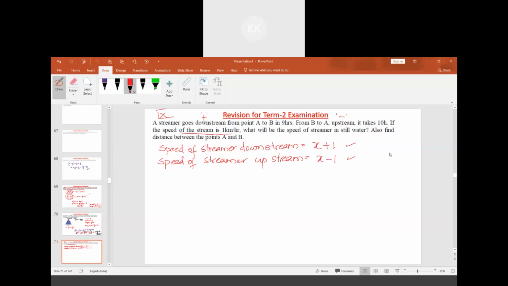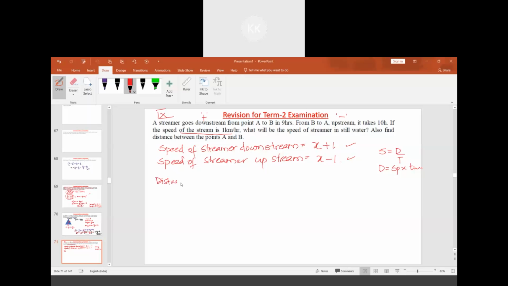9 times bracket x plus 1 is equal to 10 times bracket x minus 1. Speed is given by distance by time taken. This is known to you. Every time speed is calculated by the ratio of distance and time, so distance will be equal to time into speed. They have given 10 hours and 9 hours, so we shall multiply the time with the speed to find the distance covered by the streamer upstream as well as downstream.